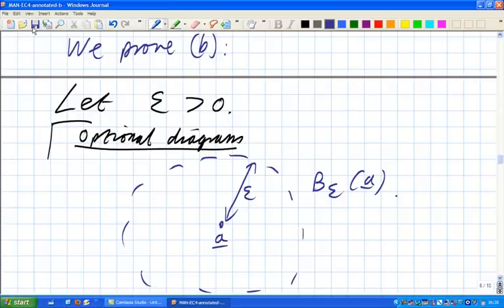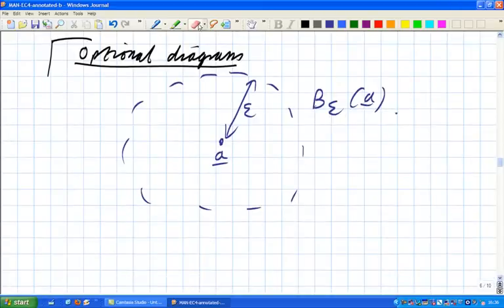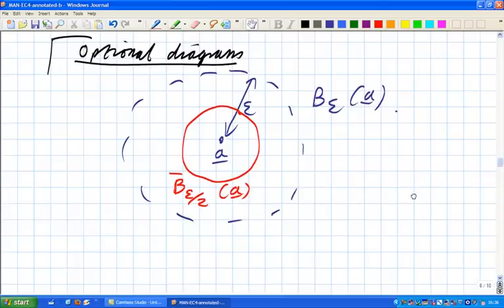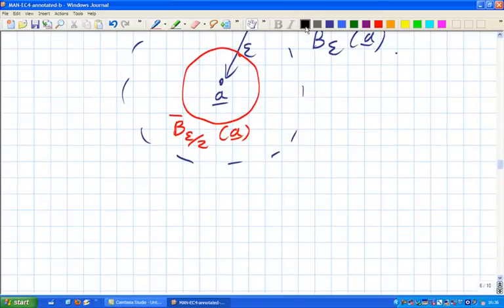Now we know the closed ball radius epsilon centered on A absorbs the sequence, but that doesn't help us because there might be some terms in the sequence on the boundary of this set. So we need to use a smaller closed ball. So what we'll do is look at a smaller ball. Let's take radius epsilon over 2 and make it a closed ball. And that's the end of the optional diagram.